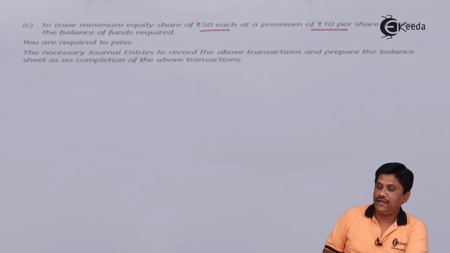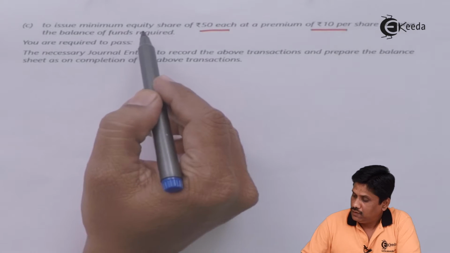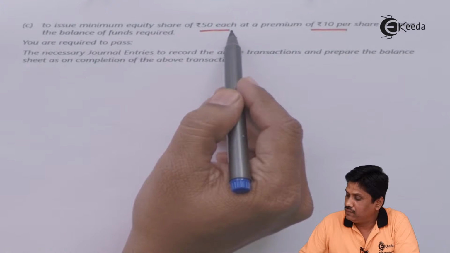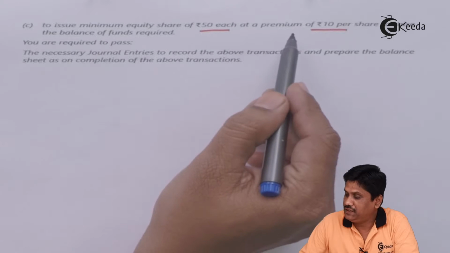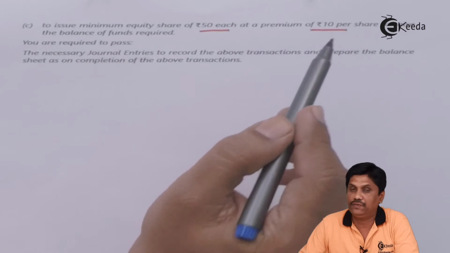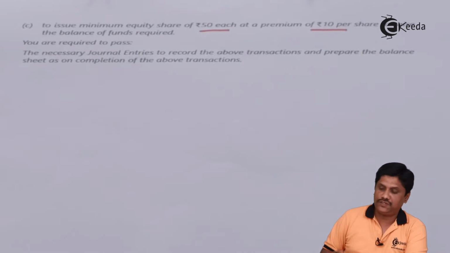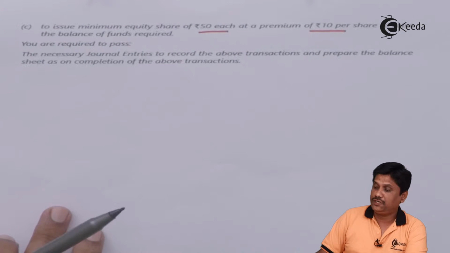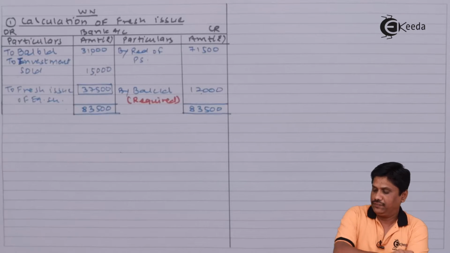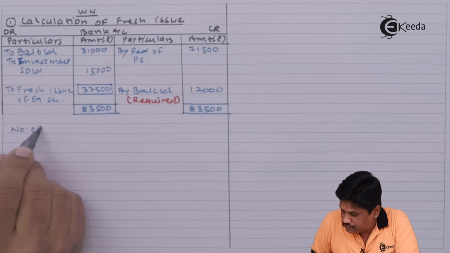For that purpose, look at information number C. To issue minimum number of equity shares of rupees 50 each at a premium of rupees 10 per share. So issue price will be 60 rupees. So how many shares to be issued, that we will decide.